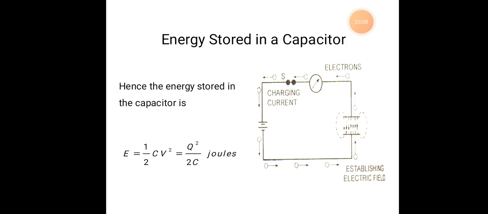In the next video lessons we will practice problems. You can see the circuit diagram and remember the equation for energy stored in the capacitor, that is E is equal to 1 by 2 into CV square, that is equal to Q square by 2C. The unit is joules.